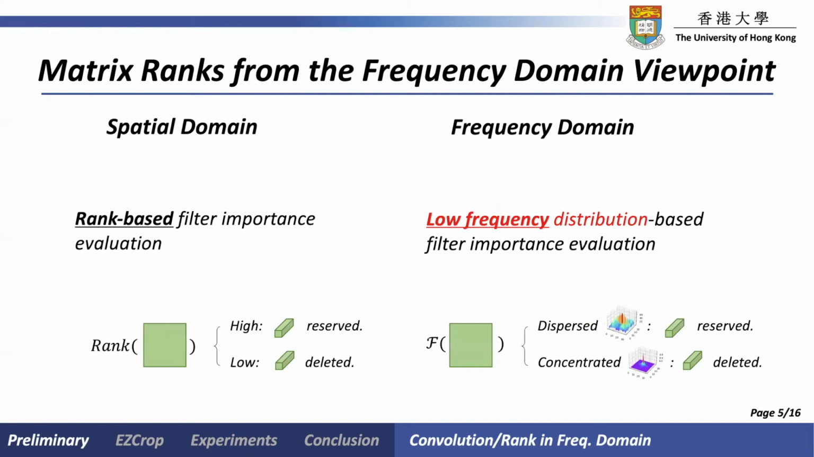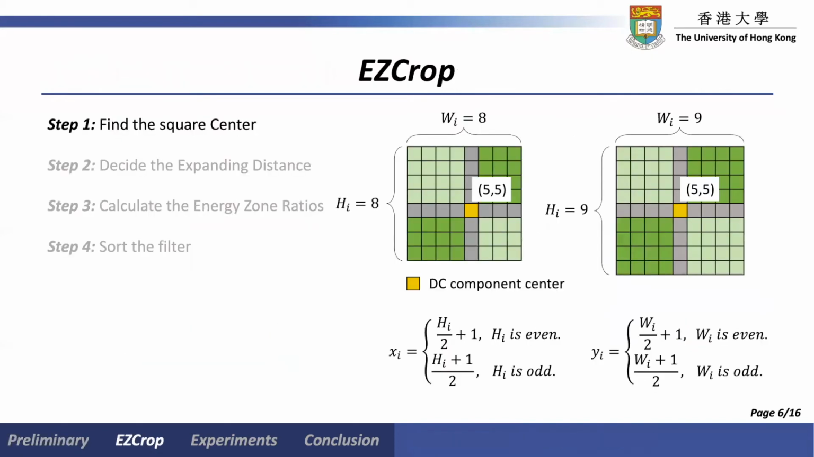In our work, we find there is a connection between the rank in the spatial domain and the low frequency distribution in the frequency domain. In other words, it is promising that we can use the low frequency distribution to evaluate the importance of filters. Based on the observation, we proposed EZCrop to quantitatively describe the degree of dispersion of low-frequency components and use it as a metric in the frequency domain to evaluate the filter importance. There are 4 steps in EZCrop.